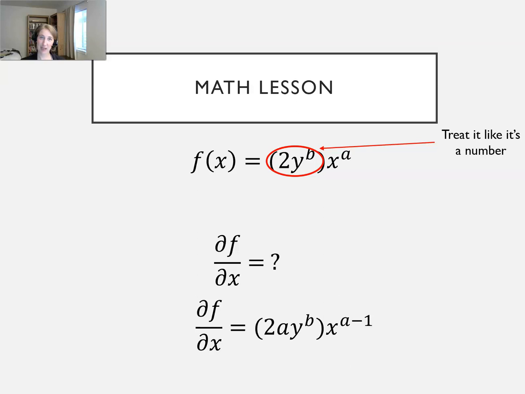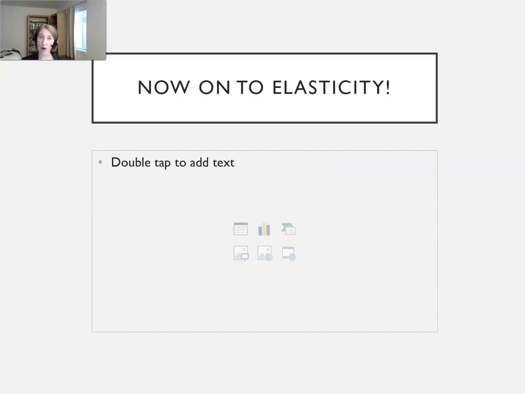Okay? So that's all I had to say about partial differentiation. There are some more practice problems for you. And now on to elasticity.